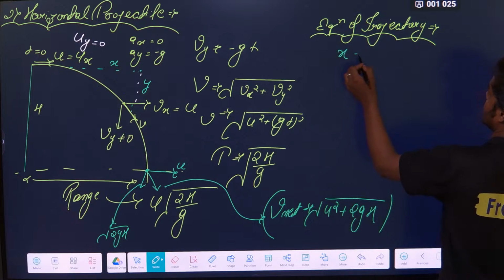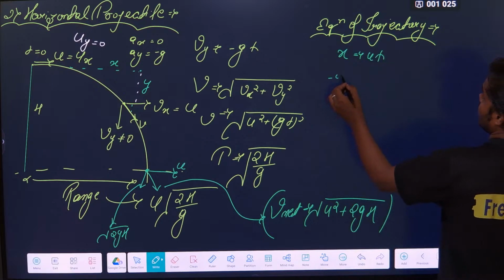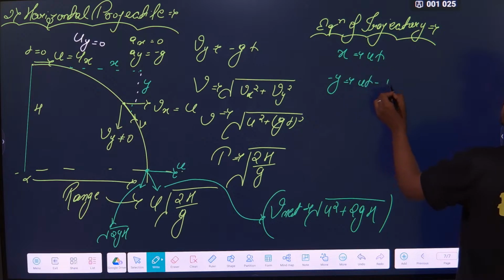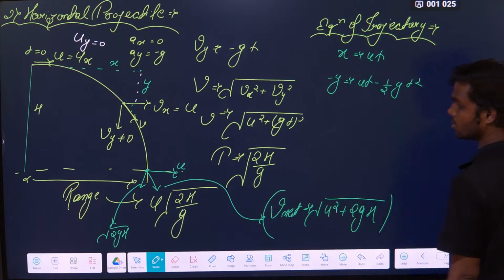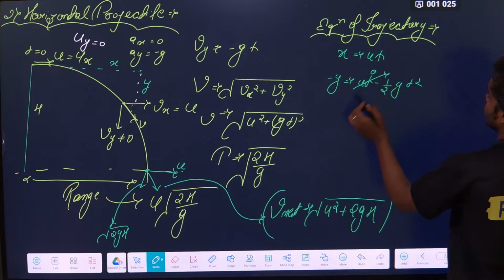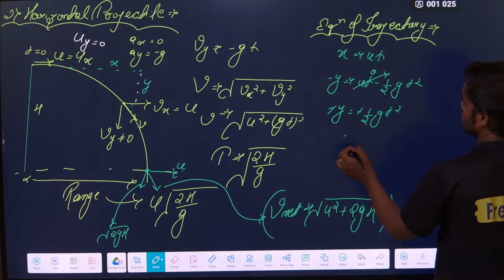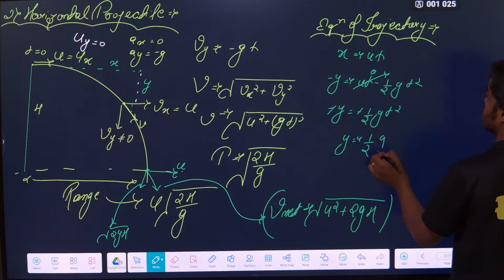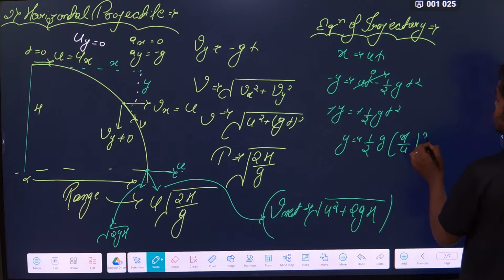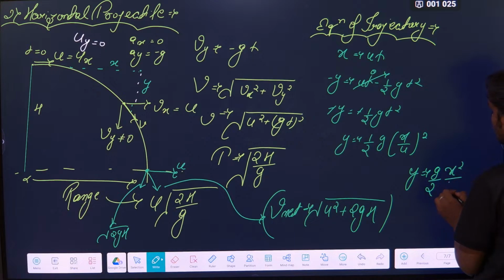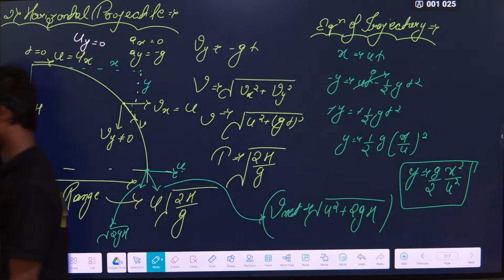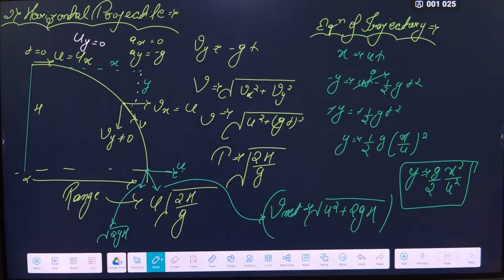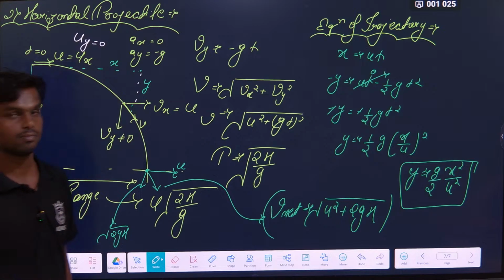First thing I can see, my x will be u into t, and my minus y is equal to ut minus half gt square, correct? What is the y velocity? This velocity is 0, so minus y is equal to minus half gt square. So minus minus will cancel, and you will get half g into x by u whole square, so y is equal to g by 2 x square by u square, correct? This is my equation of trajectory which can be asked, okay? This is the equation of trajectory, correct?